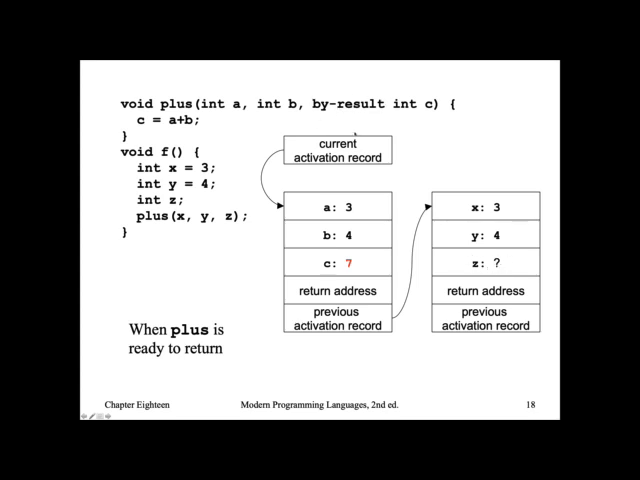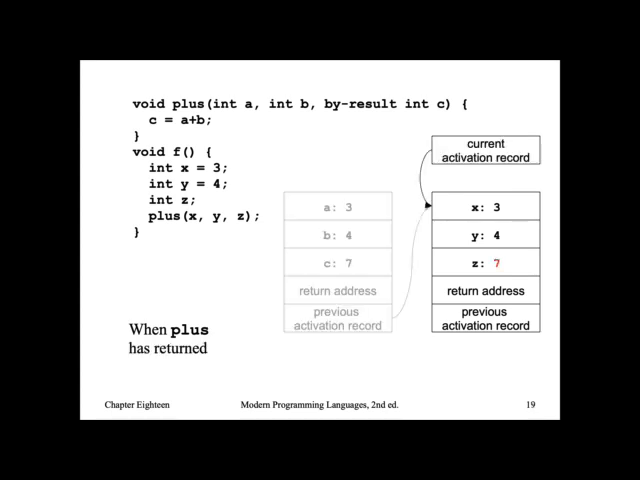So as this function is finishing, because the language supports by result, just before we return, we have to go out to Z and change it. In essence, it's like there's this cosmic connection. It's like a quantum resonance between C and Z. Whatever I ultimately do to C is going to happen to Z. That's what pass by result means.